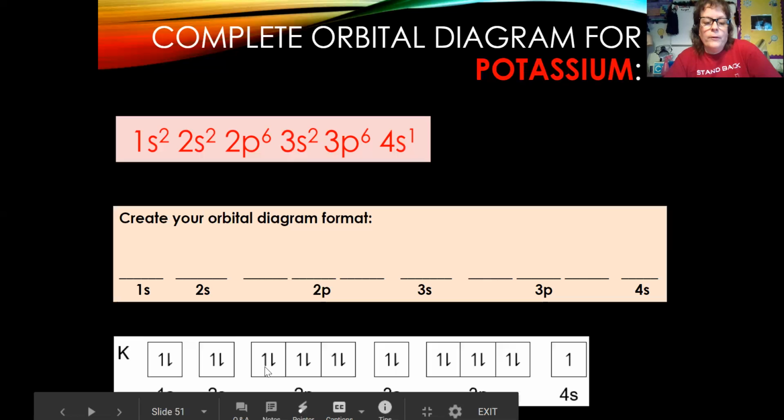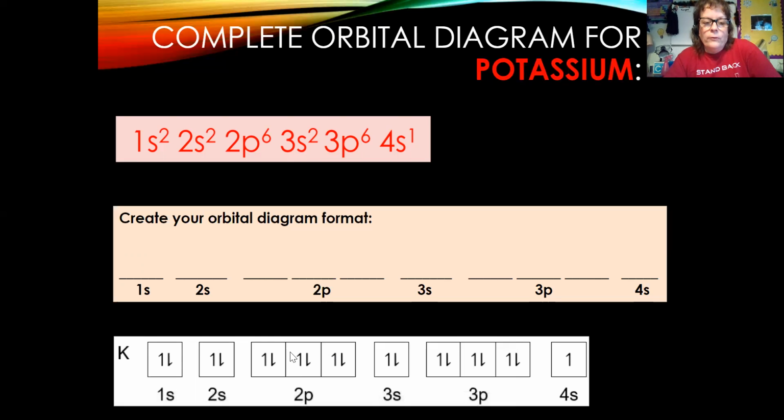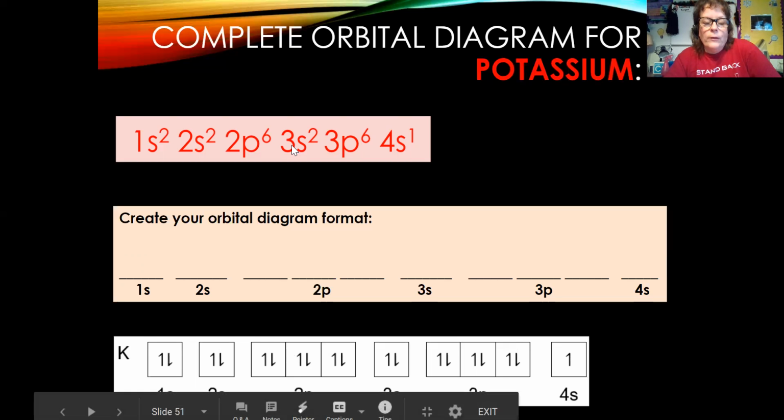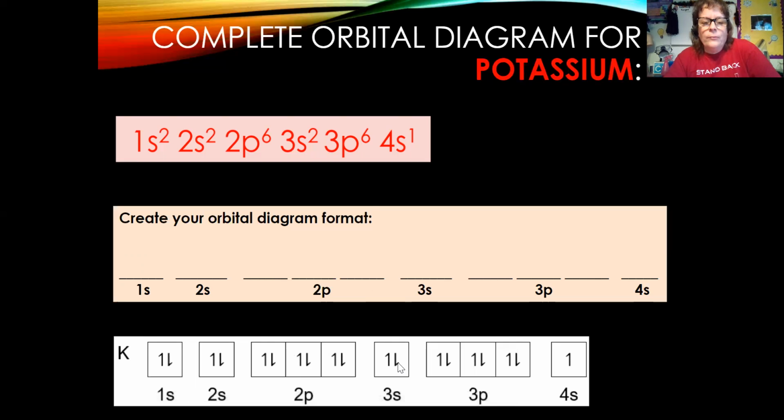And again, the proper way to do this would be arrow up, arrow up, arrow up, and then go back and put your arrows down, because they don't pair up until they absolutely have to. Just get in the practice of doing that so you can remember that rule. So now we're full, 2p6, the 2p orbital is full with 6 electrons, and we move on to 3s. It has 2 electrons, so 1 up, 1 down, and now that's full, opposite spins.